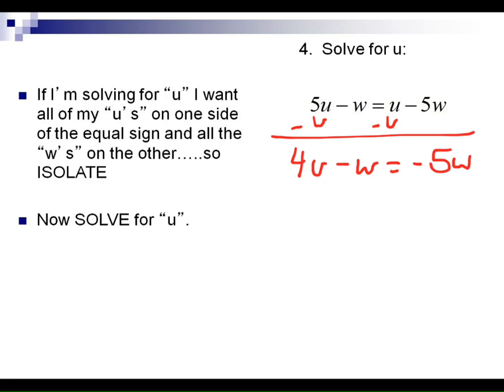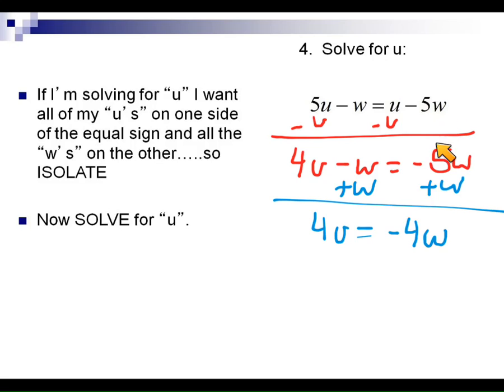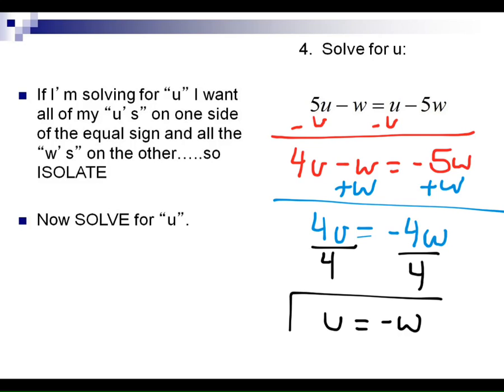And remember, you have to keep the sign that's in front of the variable with it, so that's a minus 5w. Again, trying to get u by itself, so I need to undo that minus w. So I will add w to both sides. That leaves me with 4u equals negative 4w, because negative 5 plus 1 is negative 4. And just like before, divide both sides by 4. And u is negative w, because negative 4 divided by 4 is negative 1. Questions on those?